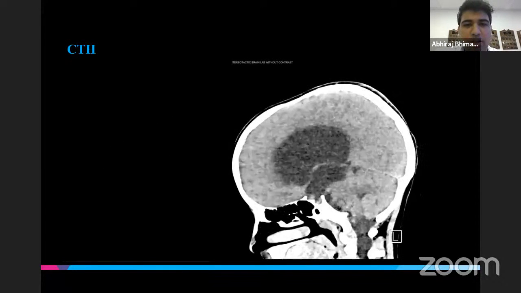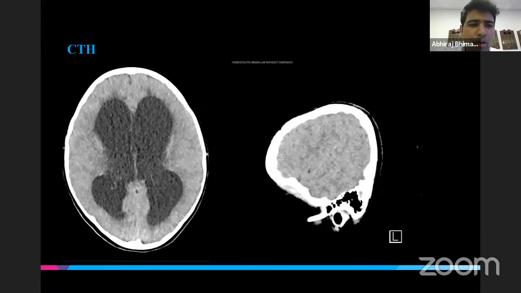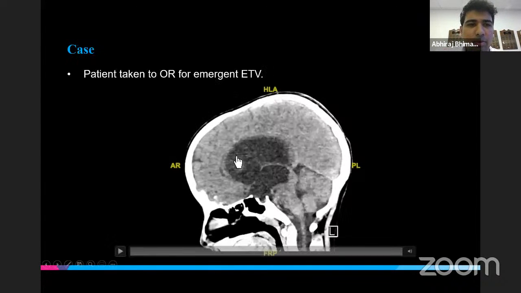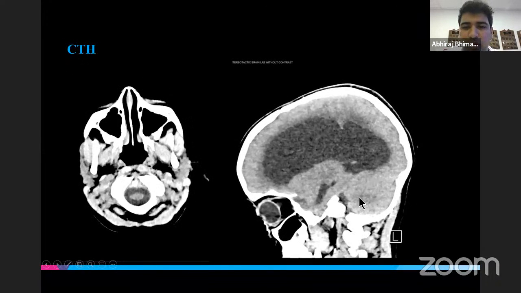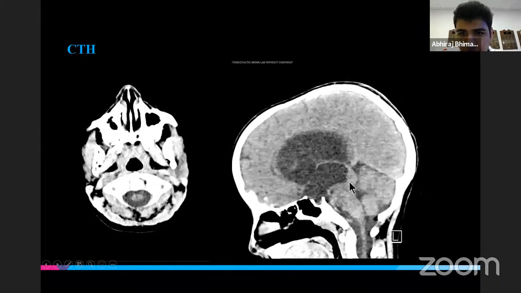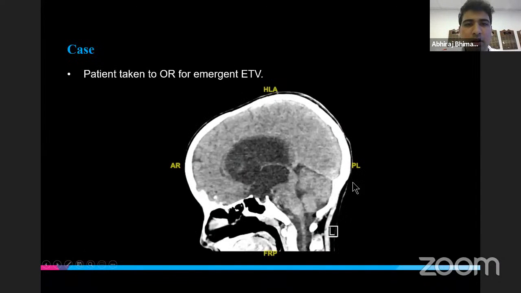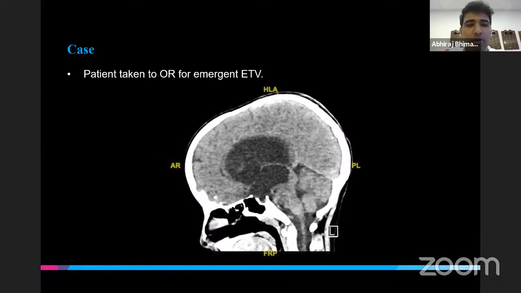So this patient was transferred to Mount Sinai emergently and was taken to the operating room for an endoscopic third ventriculostomy. Of note, you can also see that the cerebral aqueduct is stenosed, and there's some obstruction there, causing a non-communicating hydrocephalus. And here's a brief video of the ETV that was performed.